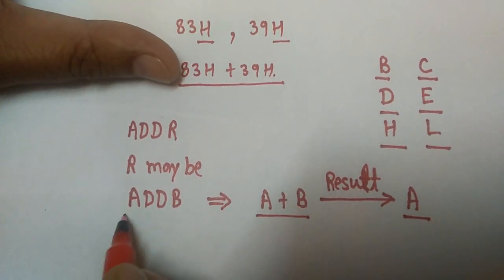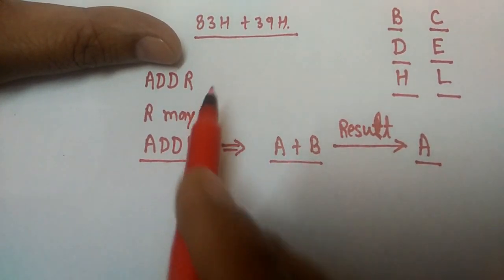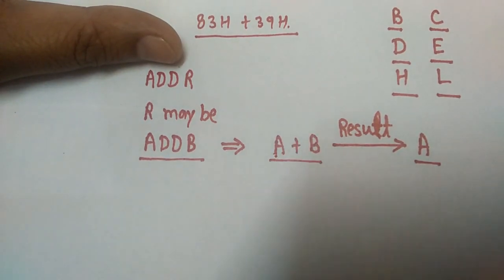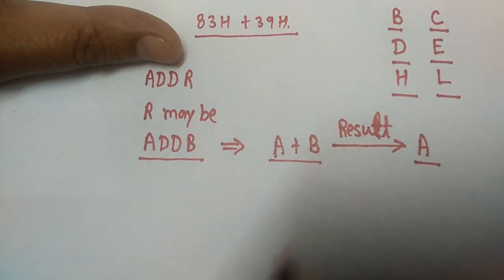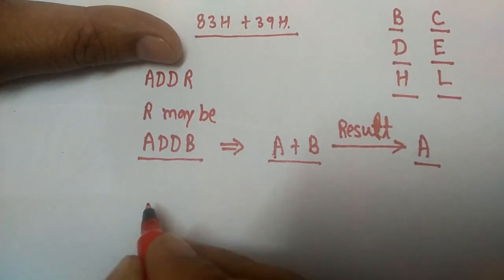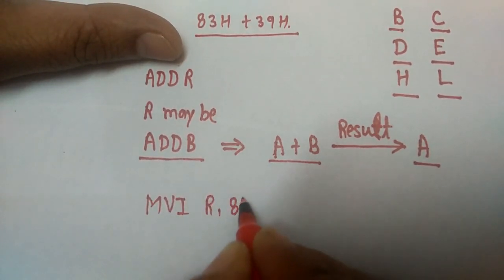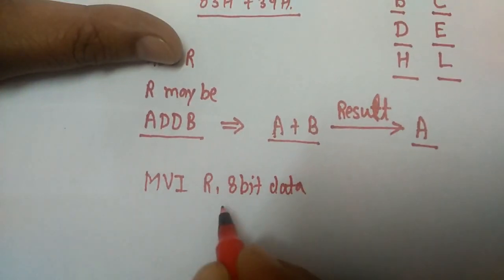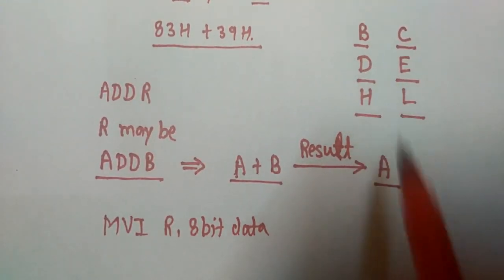So this instruction gives you a hint that if you want to perform addition, you first have to put one of the two numbers in the accumulator and the other number in register B. It means we should first know the instruction by which we transfer these two values to the particular registers. I know it is MVI R, 8-bit data. Here again R may be any of these registers B, C, D, E, H, L.